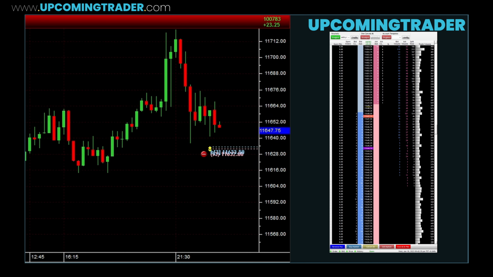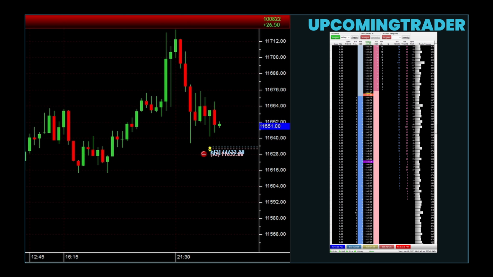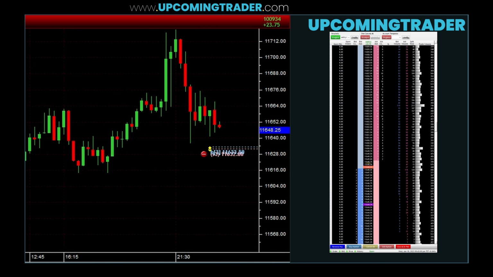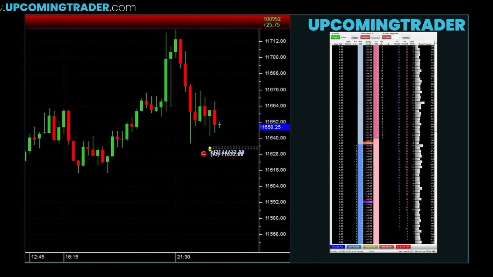Pennants are similar to flags but form small symmetrical triangles. Both patterns suggest that once the consolidation ends, the price will continue in the same direction as before. By gaining a thorough understanding of these chart patterns and using them in conjunction with stop losses, limit orders, and other strategies, you can significantly improve your ability to manage risk and capture profitable trading opportunities.